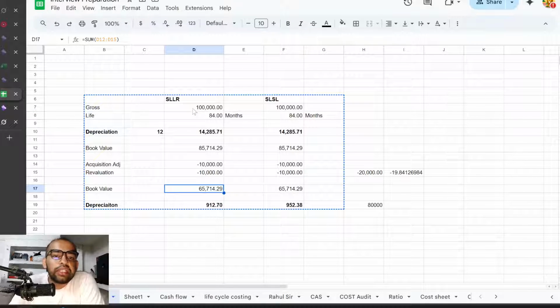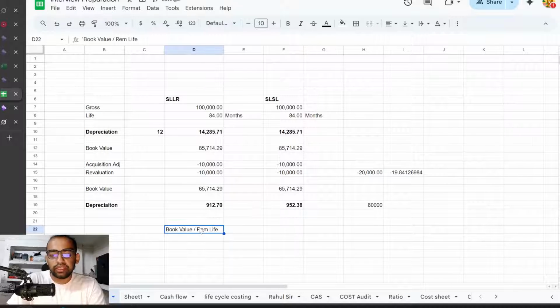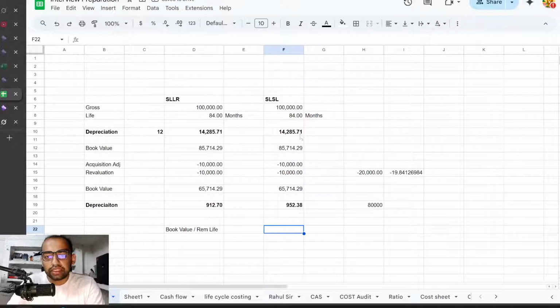So in case of straight line life remaining, what the depreciation method does is the book value is divided by the remaining life of the fixed asset. So I will also write this method here: book value divided by the remaining life. But in case of straight line service life, what it does is cost divided by the life.